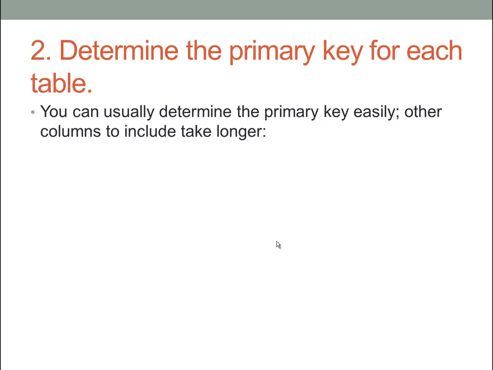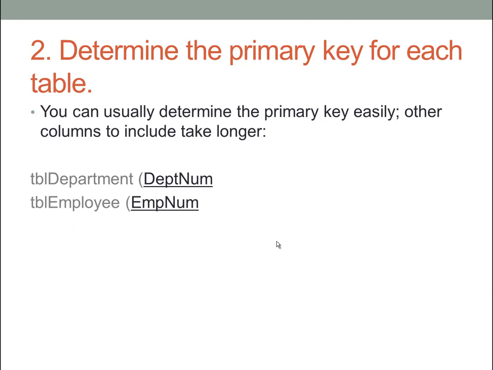Step 2 of this information design process would be to determine the primary key for each table. So we can usually determine the primary key easily. Other columns take longer to figure out, but usually at the same time that you can determine there's a need for a table called department, we probably at that point know that the primary key of that table is going to be department number. And when we've determined a need for employee, we've probably identified the primary key as employee number.